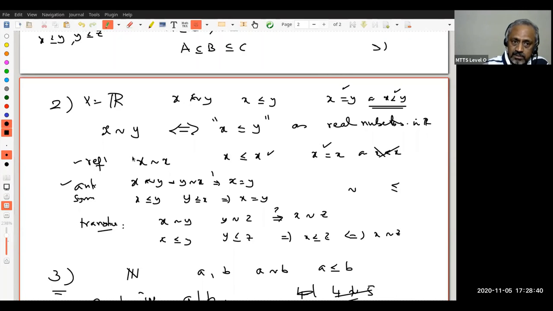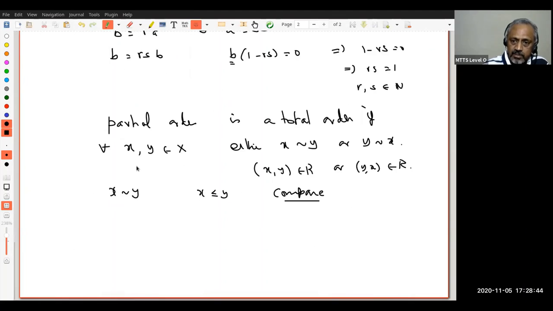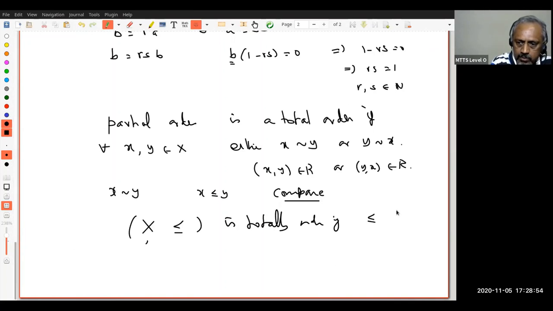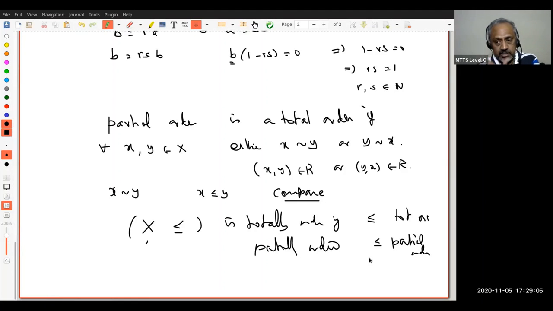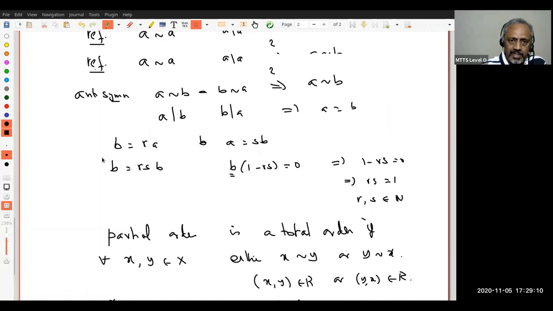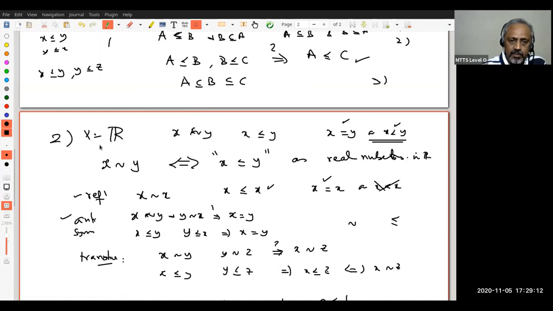Therefore, this is a totally ordered set. So, if the order is a total order, then we say this is a totally ordered set. If this is a partial order, we say it's a partially ordered set. Notice that any totally ordered set is also partially ordered. Okay. Whereas, let's look at examples 1 and 3.